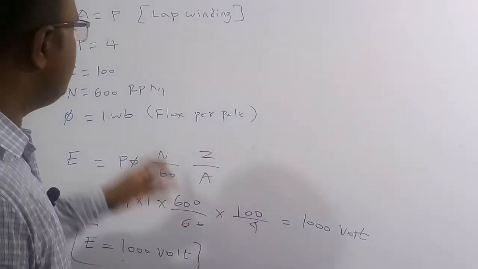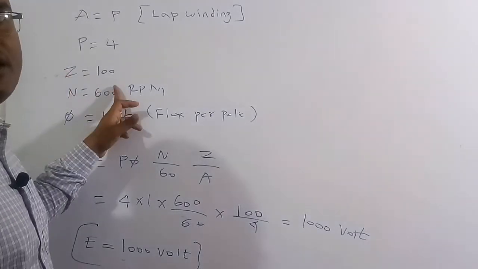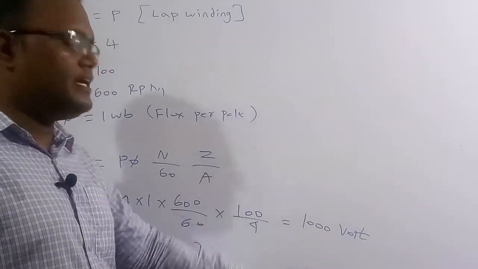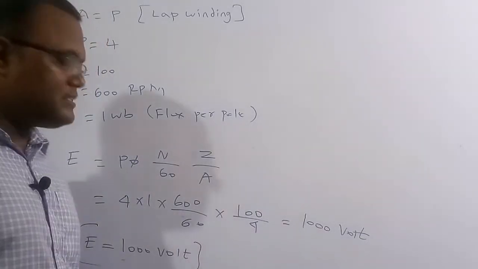Small mistake I have told you here, the number of armature conductors is only 100. So therefore here I am going to keep 100. Finally, after solving this one we are going to get 1000 volt. So 1000 volt is the correct solution of this question.